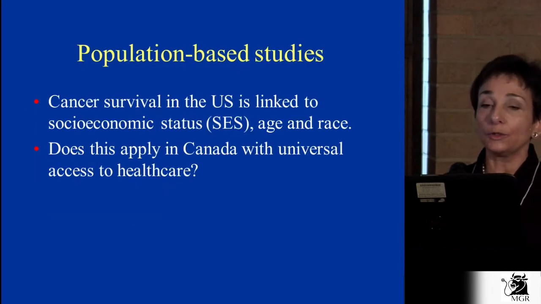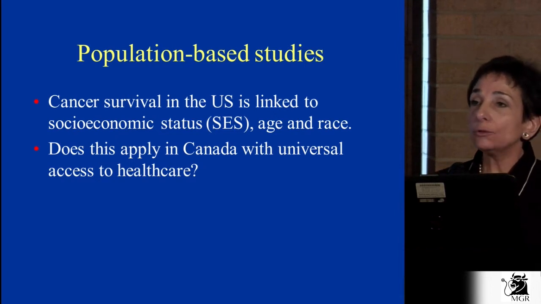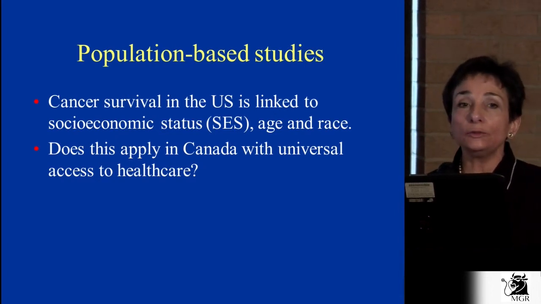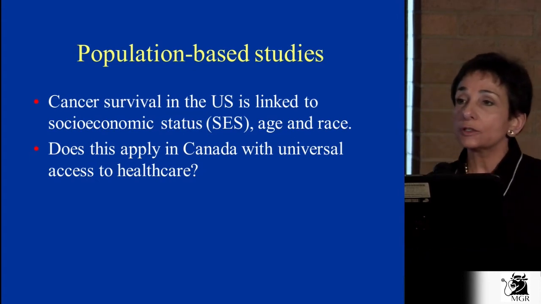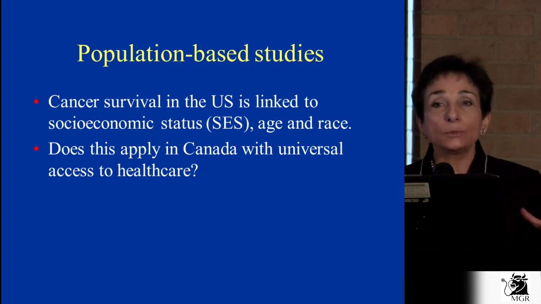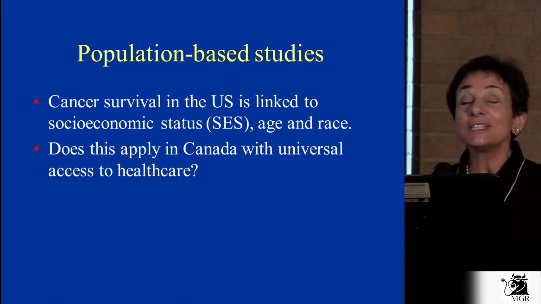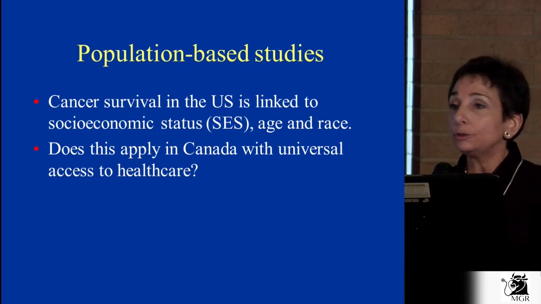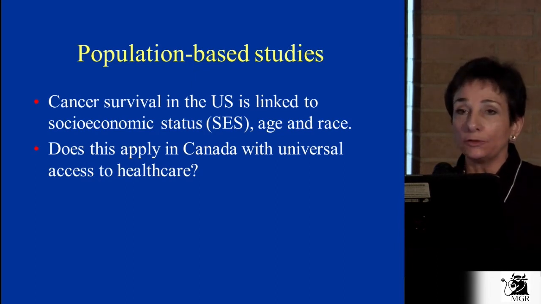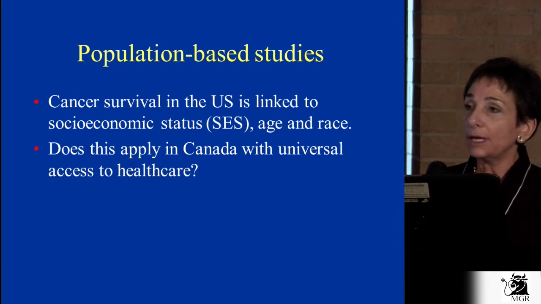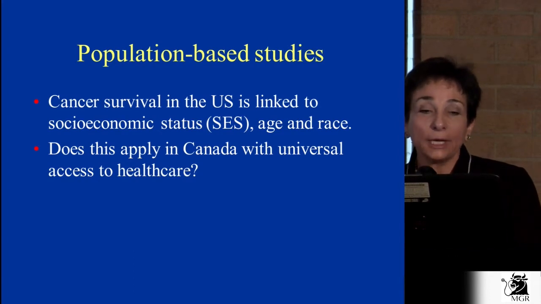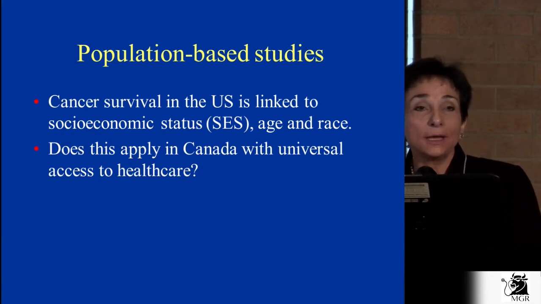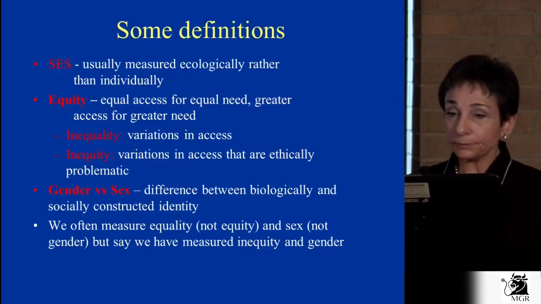First of all, a word about defining and measuring equity. In order to be able to study equity, we really do need to take a population-based perspective. We can't do this kind of research exclusively from the hospital setting because we don't know what the broader population is that perhaps isn't making it into the hospital. So we're vulnerable to important biases, and we do have to do population-based studies. We know that cancer survival in the U.S. is linked to socioeconomic status, age, and race. But is it the case that in Canada, with universal access to healthcare, we suffer the same problems?